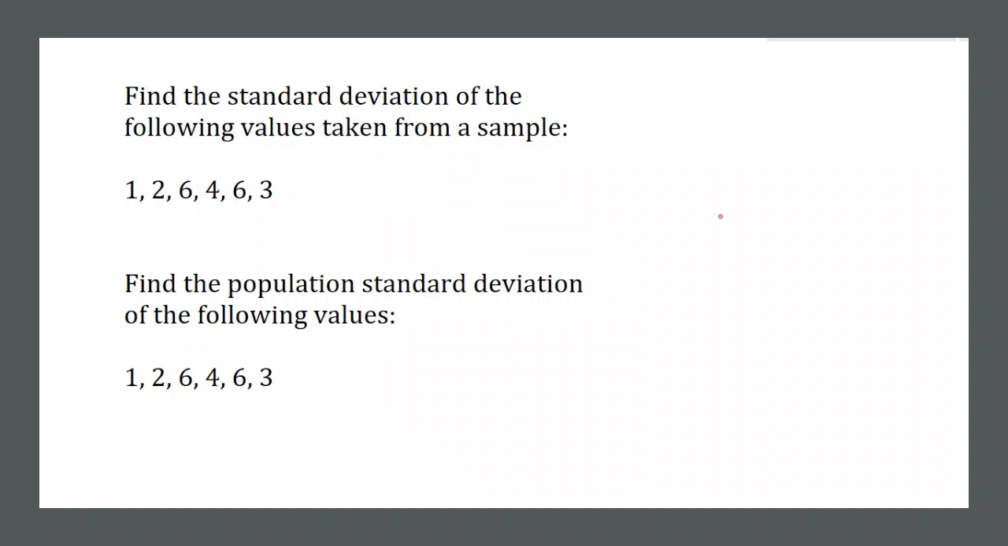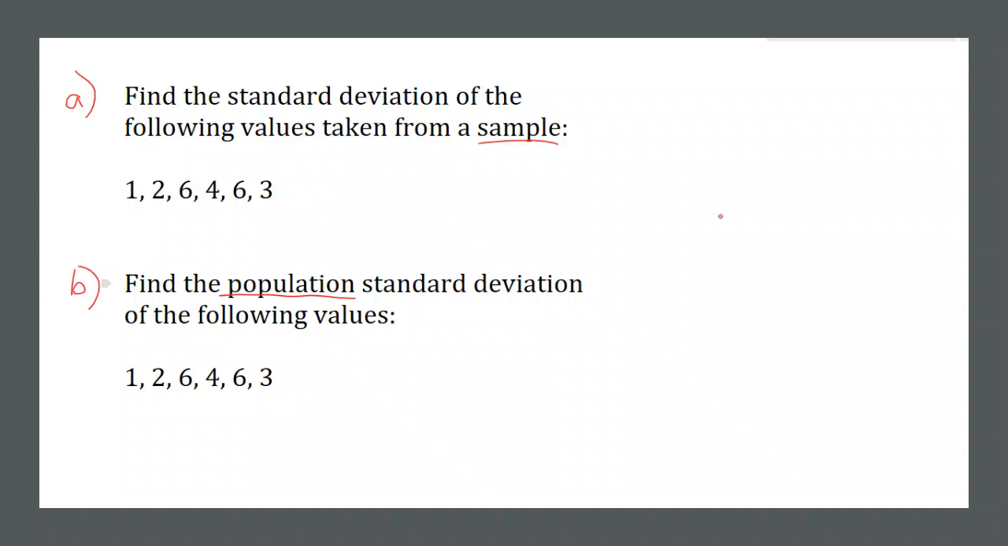So for example, if we take the first question right here, let's call that A. It says find the standard deviation of the following values taken from a sample. So there's the key word there, sample. That tells you it's the sample standard deviation. If we look at the bottom problem, let's call it B, find the population standard deviation of the following values. Well, there's that keyword population standard deviation, which means it's the population standard deviation that you're looking for.